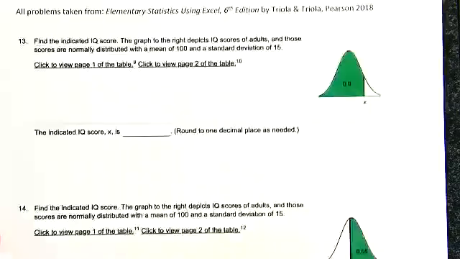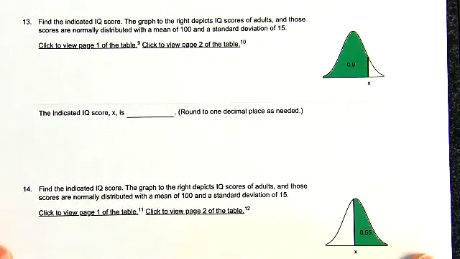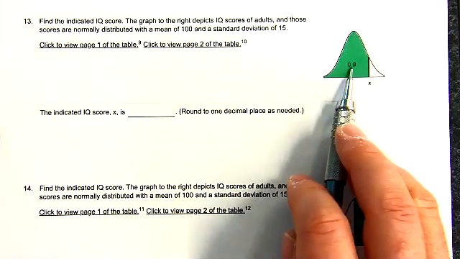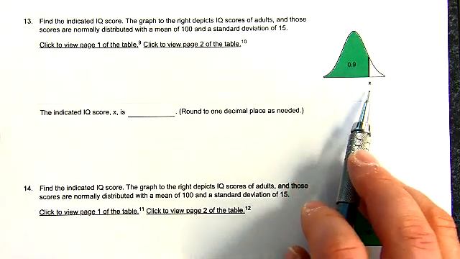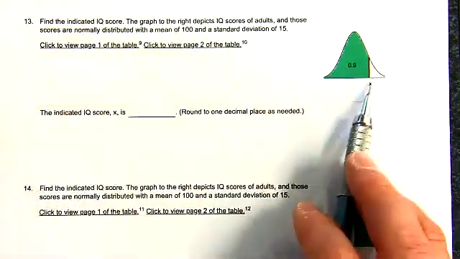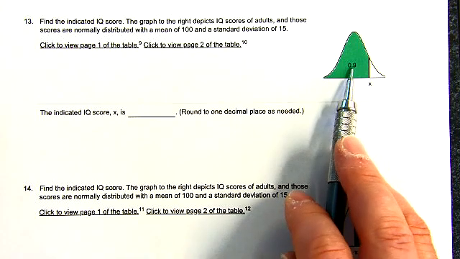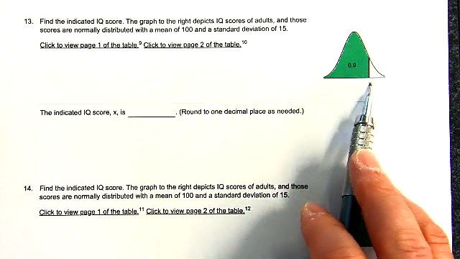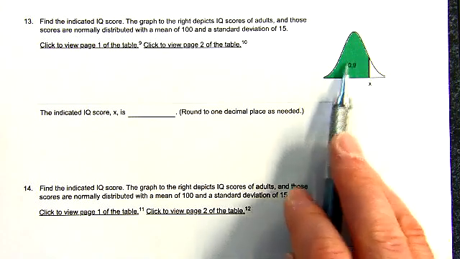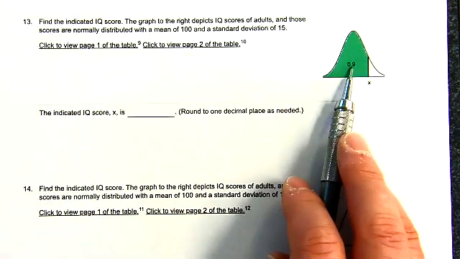Problem 13 is the same idea, but it's just a bit different in that they tell us the area, and they want us to find the original x value. So it's another IQ score. They're saying find the IQ score that is in the 90th percentile. So their IQ is above 90% of other people. Okay, so we're going to start with the table.